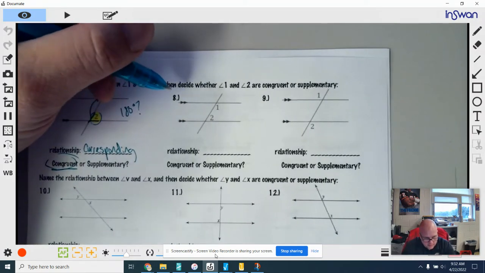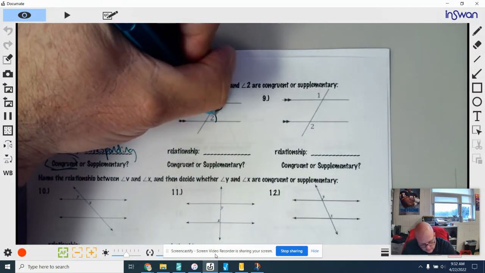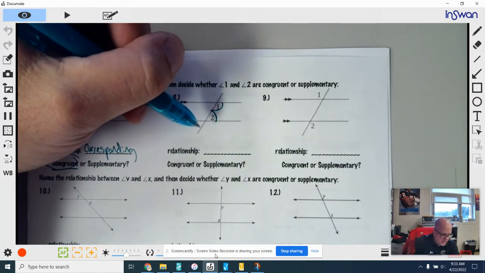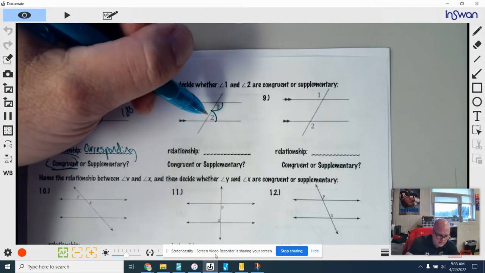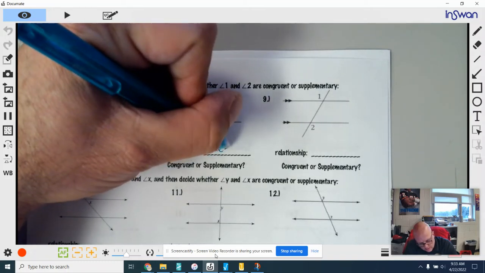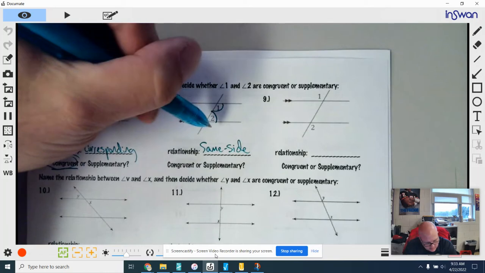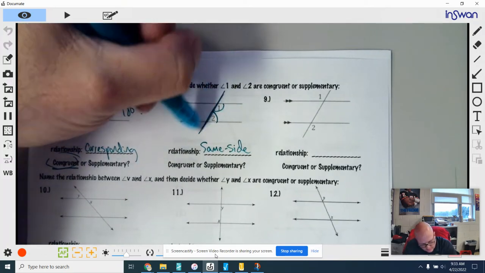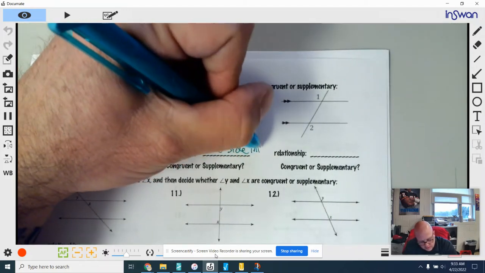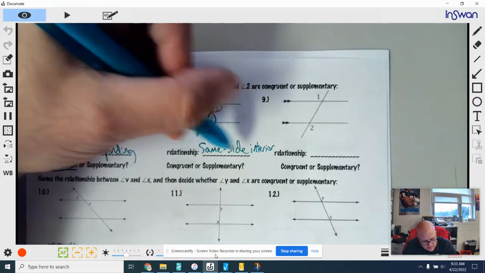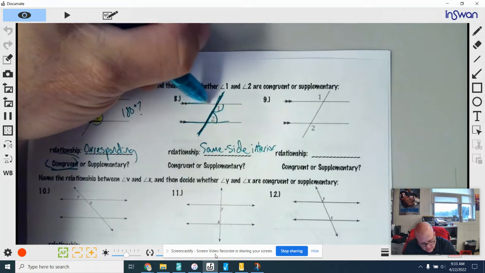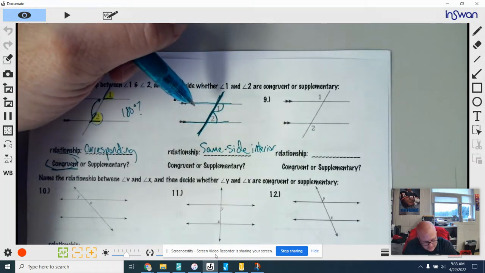Okay, number 8. Angle 1, angle 2. If you look at these two here, it asks what is the relationship for these. So these are what we call same side, because this transversal right here, and these are on the same side of the transversal, but we also say interior. Same side interior. And we say interior because they are inside of the parallel line. So here's angle 1, angle 2, inside there.